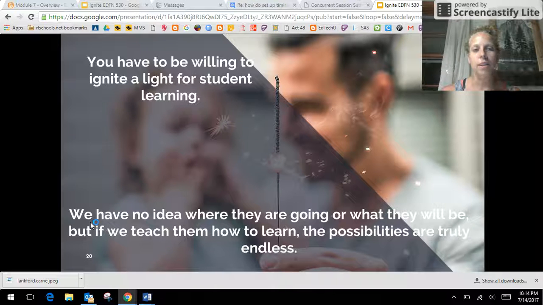You have to be willing to ignite a light for the student learning. We have no idea where they're going or what they'll be, but if we teach them how to learn, the possibilities are truly endless.